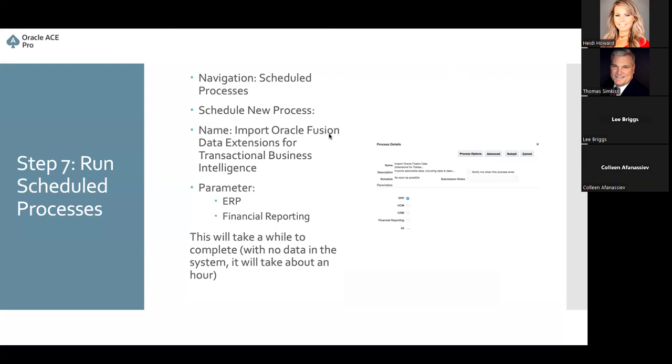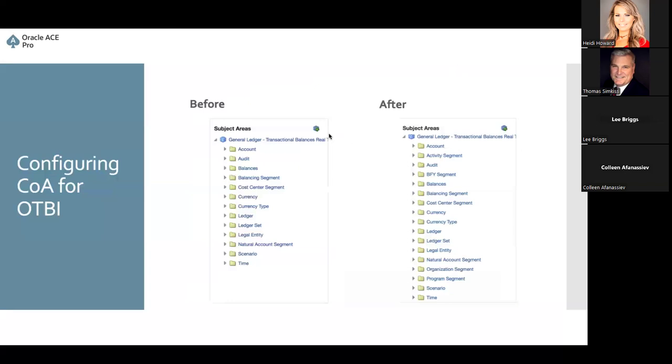Once we've done those 7 steps, if we now go into OTBI, we look at the same subject areas. I'm literally taking screenshots of before and after. Looking at the transactional business balances real time on the left-hand side. Before we did this, I see balancing segment, I see cost center segment, and natural account segment. After I've run this, I see all those other segments. You saw in the screenshots I was adding labels: program segment is now available there. Organization segment now available there. BFY segment is now available there. So every segment that we didn't have before is now available in OTBI.